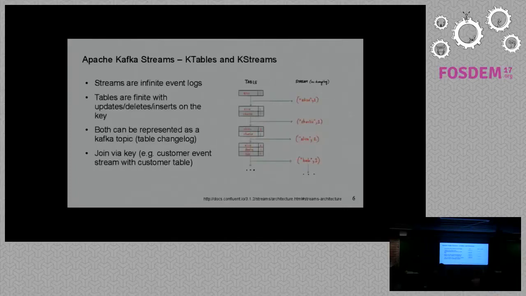It also has the concept of tables and streams that are separate. Streams are basically infinite event logs. So you always have messages coming in, and the assumption is that it goes on forever. And tables are finite with updates, deletes, inserts on the primary key. Both can be represented as message queues, as Kafka topics, by just taking the changelog of a table. So we have that here. We have a table, and each action that modifies its content is a changelog entry in a stream.